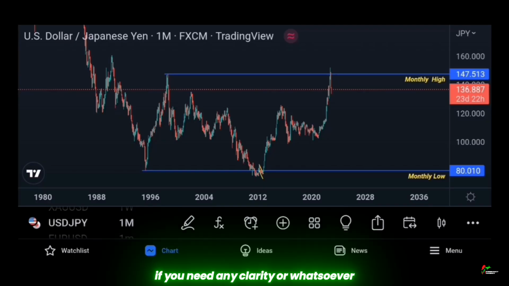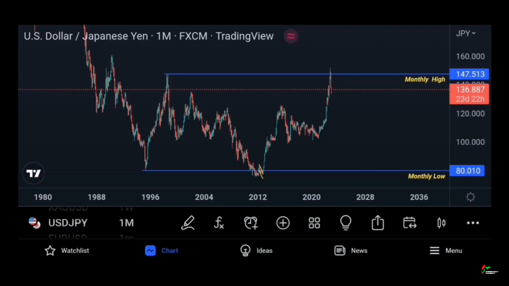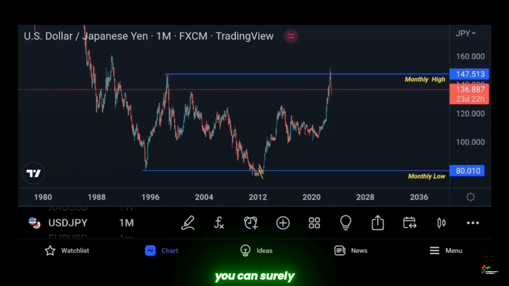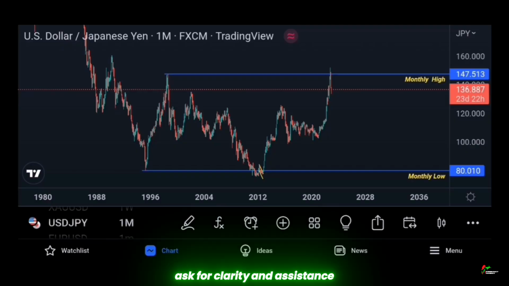If you need any clarity, you can surely ask for clarity and assistance, and I will go into more depth on the candlestick side of the lesson.